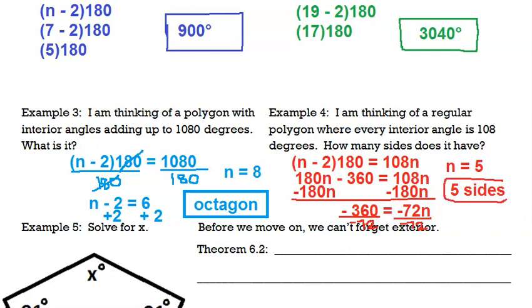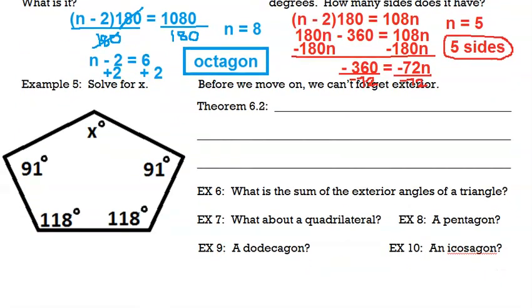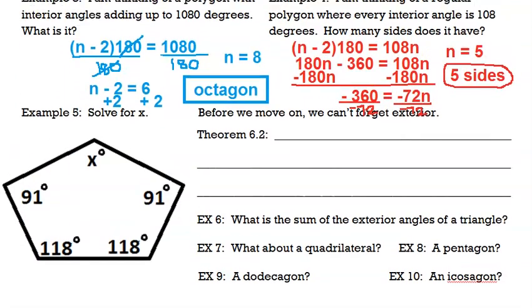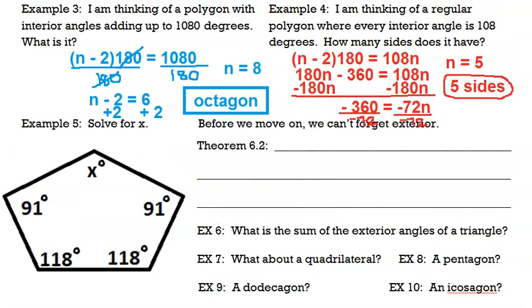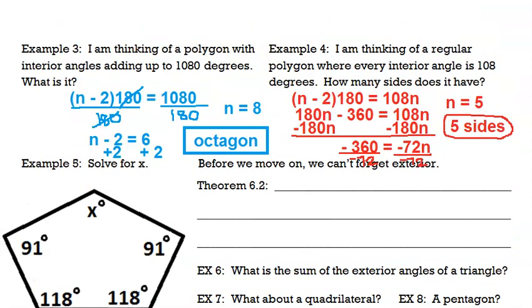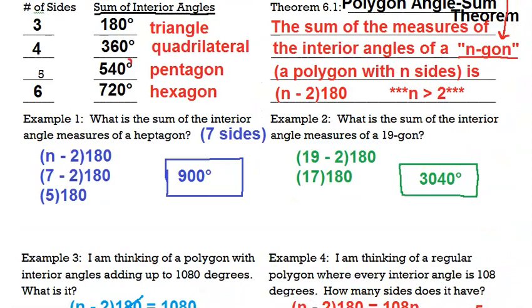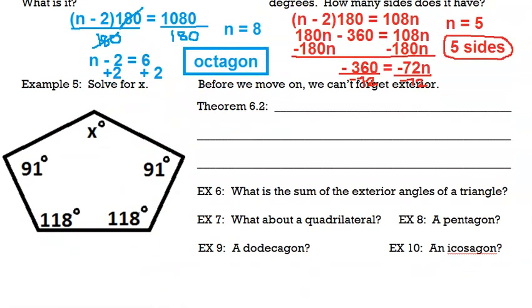All right, 2 more things before we quit here. Example 5, solve for x. You're going to get a lot of these. When you get a problem like this, all you really have to do is add up everything you know and take it away from your goal total. So in this case, it has 5 sides. It is a pentagon, which means my goal, my total number, is going to be 540. This whole thing should add up to 540 put together.